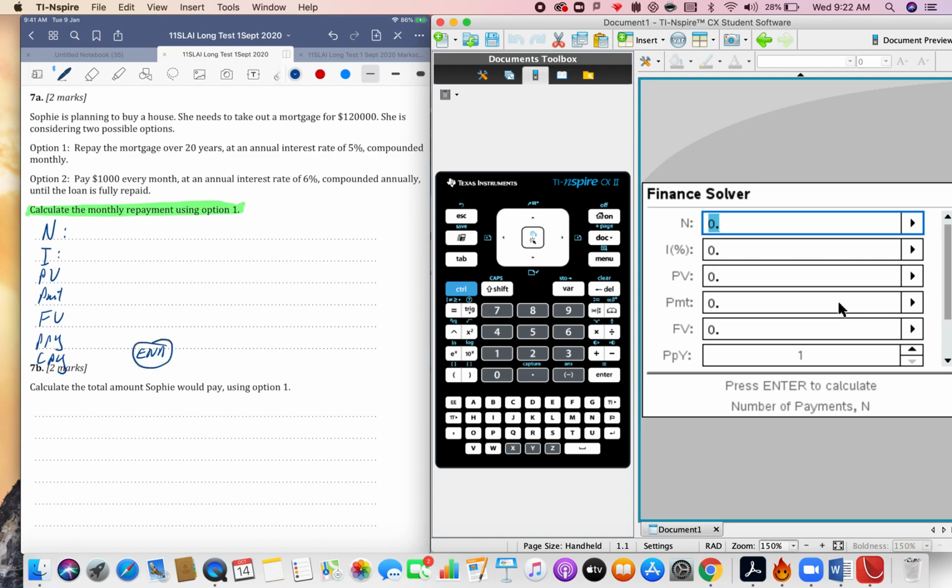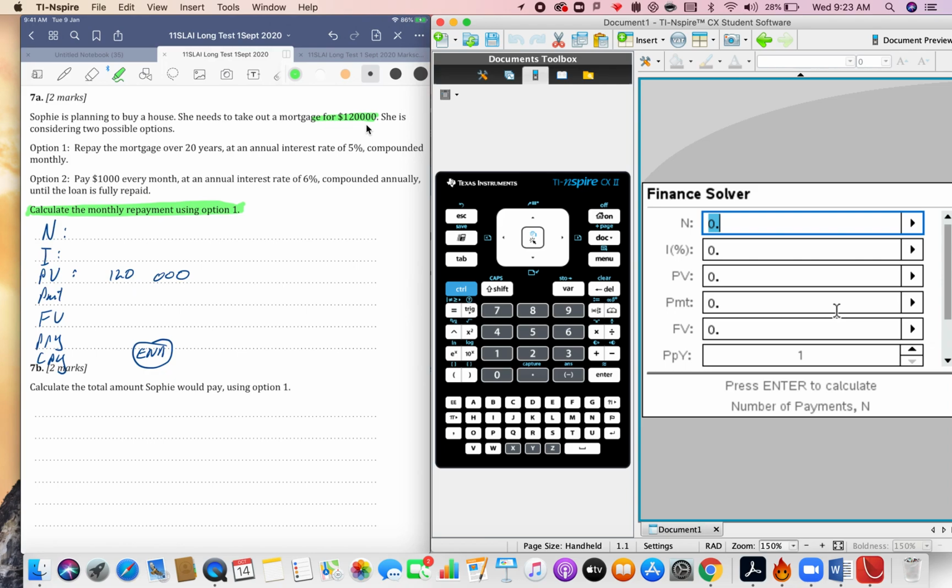Let's unpack the question now and put the right numbers in the right place. As we read it, Sophie's planning to buy a house. She needs to take out a mortgage of 120,000. That's the present value. We need to have 120,000 coming into our hands so we can go and buy the house. When we take out a loan, that's money coming into us, so that's a positive. That bit is done.